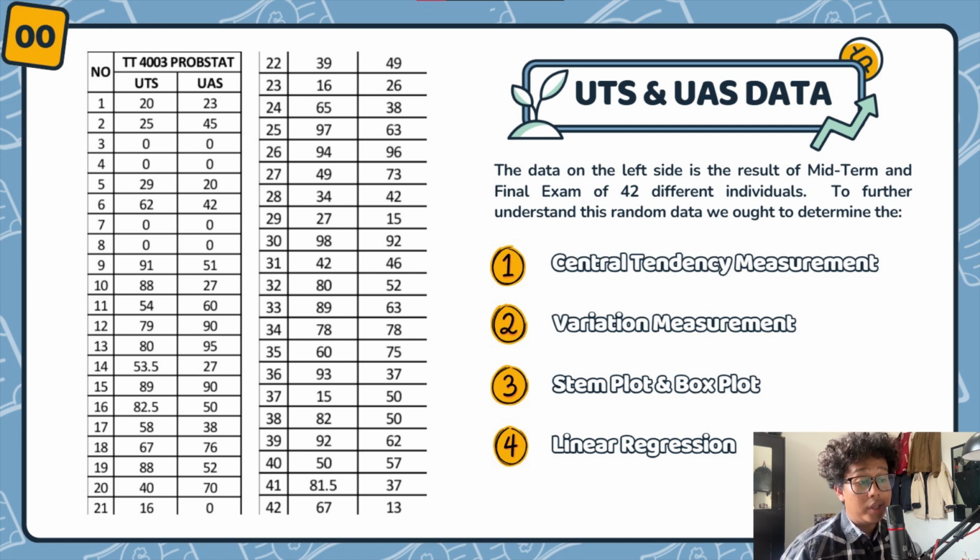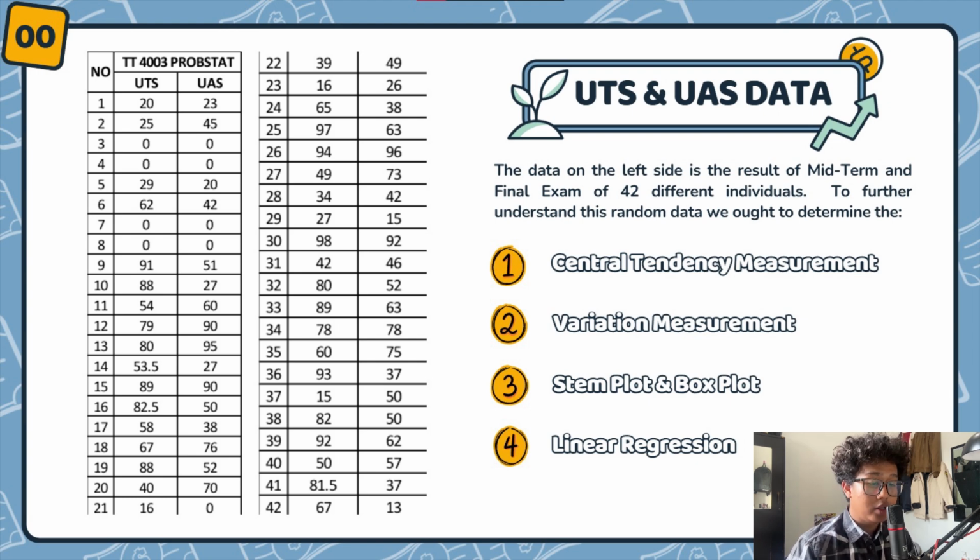So what we have done with this data is that we've processed the data to search for the central tendency measurement, and then we also search for the variation measurement, and also we plot this data on the stem plot and box plot, and finally we also search for its linear regression equation in order for us to be able to make predictions, for example, if a person has X as a result of their midterm test, what will be the result of their final term test, and to see whether there is any correlation between the midterm test and the final term test.